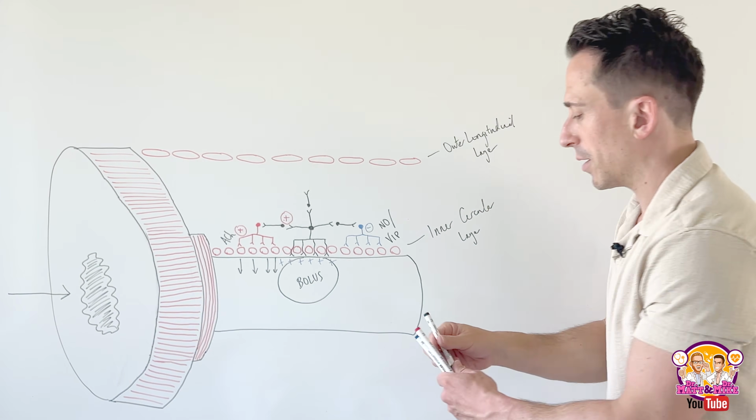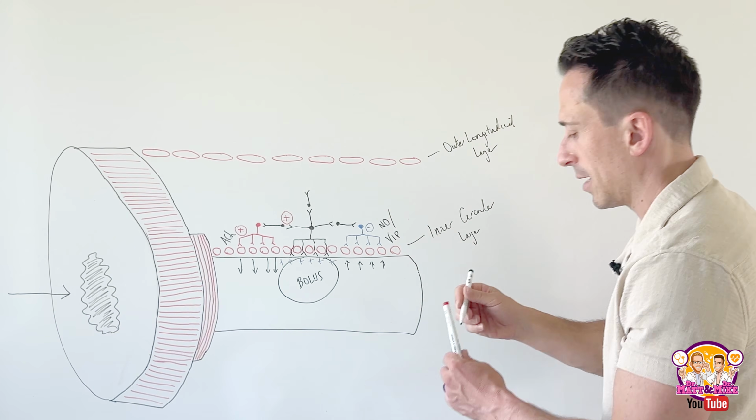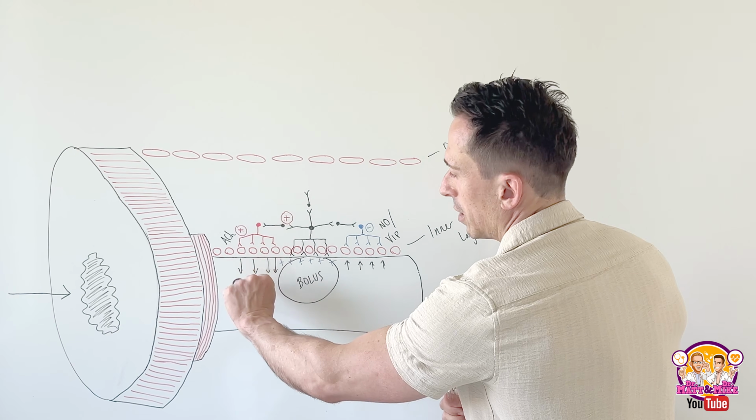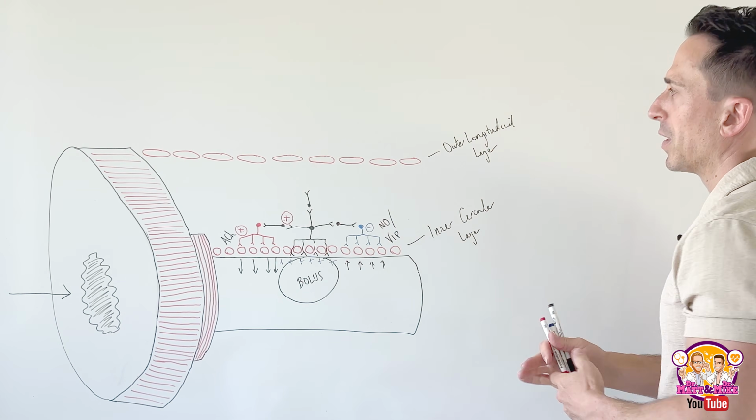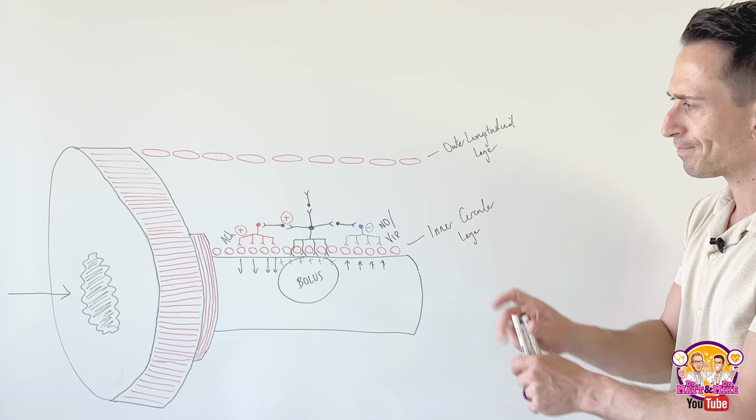Right, so that results in a relaxation. All right, that makes sense. We've now got the circular muscle contracting behind and relaxing ahead. But what about the outer longitudinal muscle? Now this becomes a bit more complex to think about.